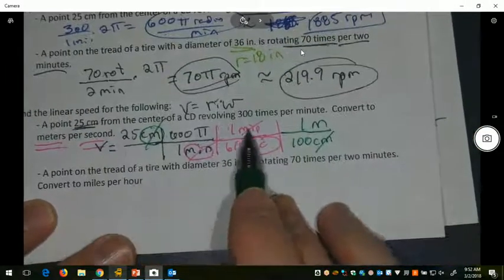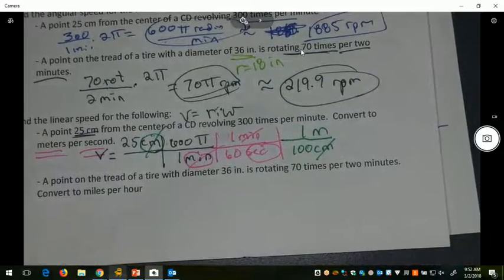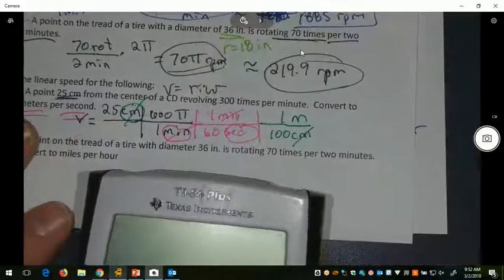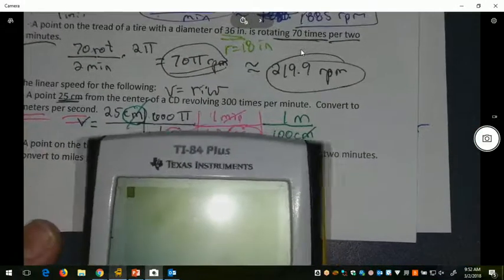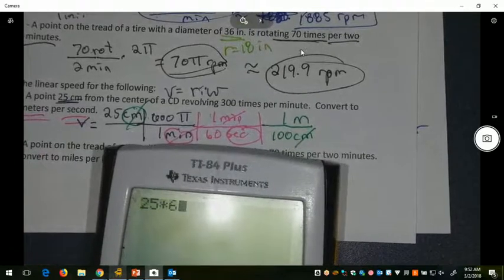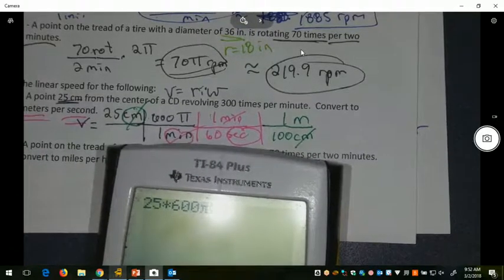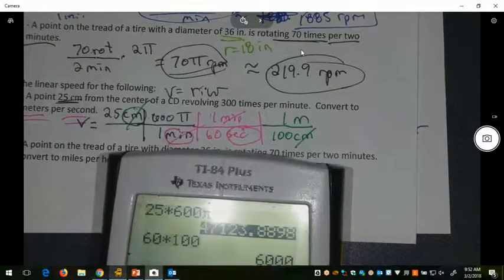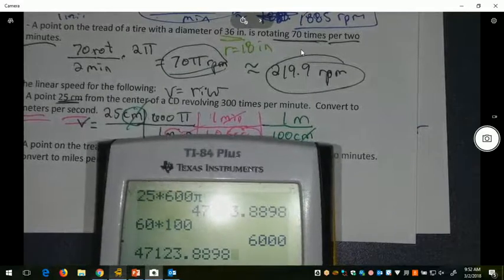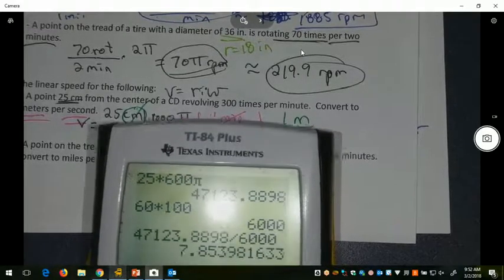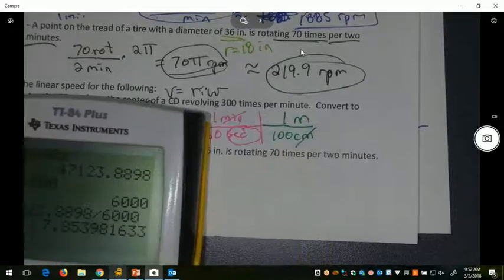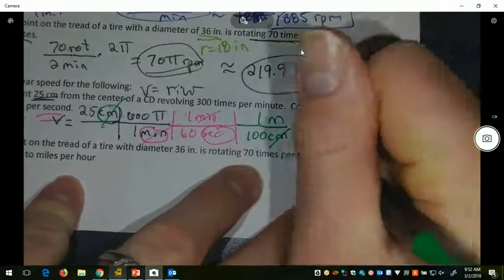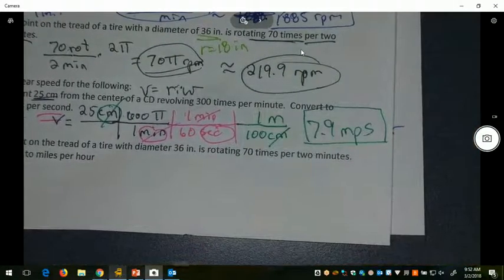So now I just multiply across the top, multiply across the bottom, and divide. Just doing that would have given me my linear speed, but it wouldn't have been in the right units. So we got 25 times 600 pi times 1 times 1. On the bottom I have 60 times 100 times 1. Take my numerator, divide it by the denominator, and I've got 7.85 or 7.9 meters per second.